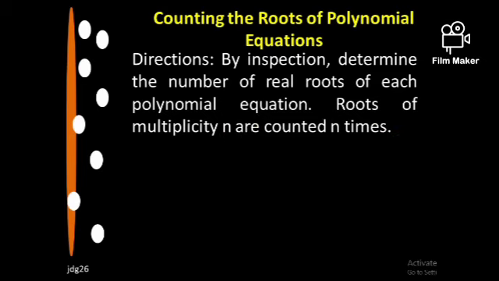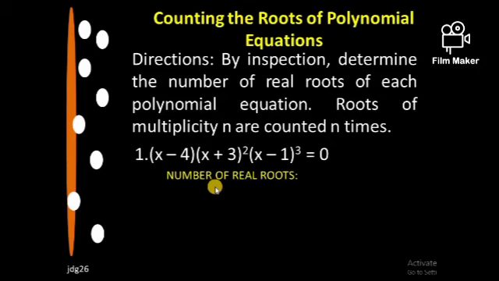x minus 4 times x plus 3 squared times x minus 1 cubed equals 0. So how many real roots are there? Correct. We have 6.